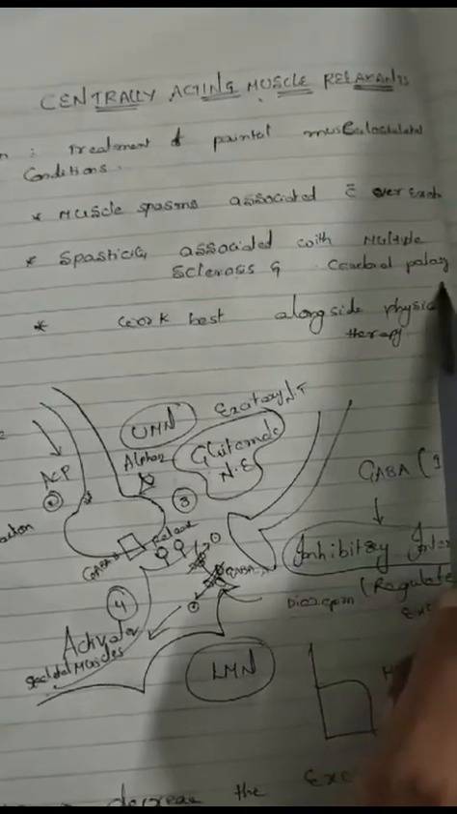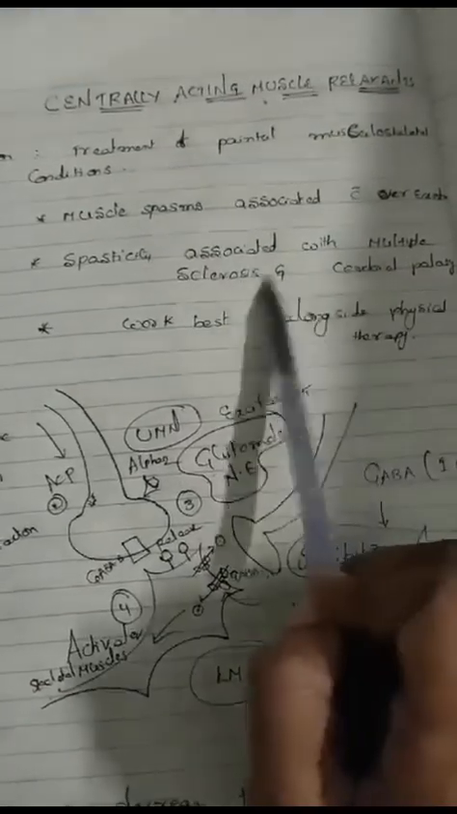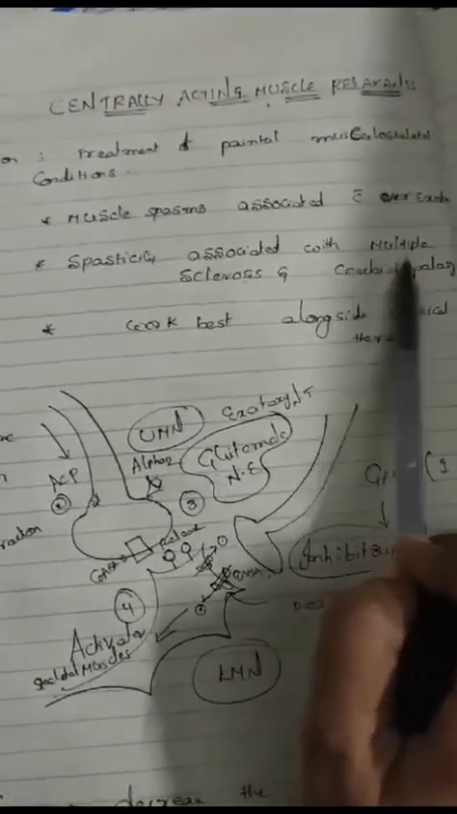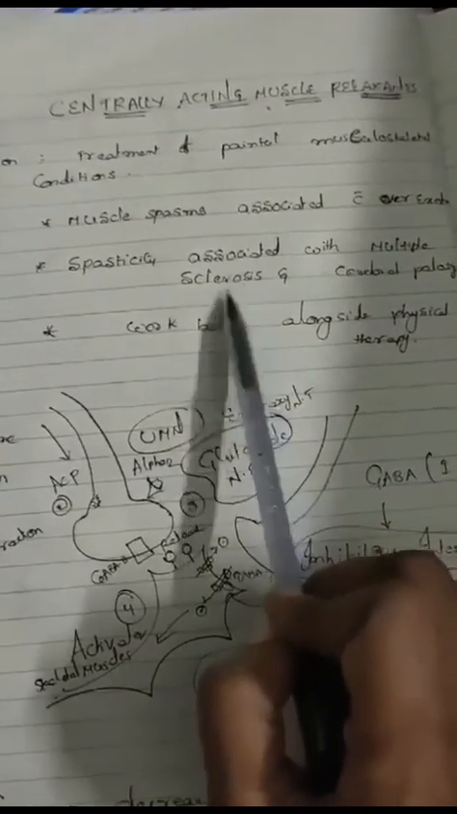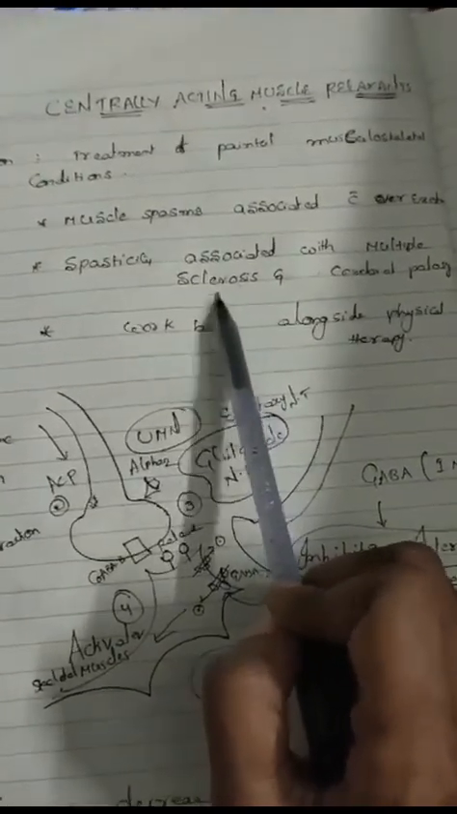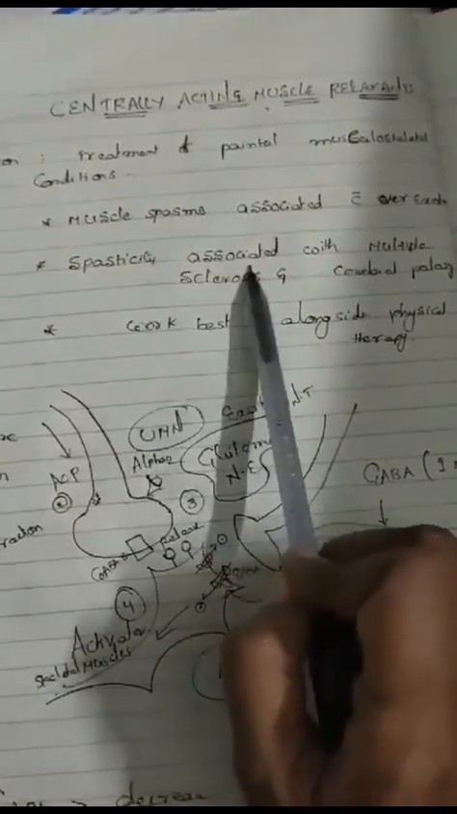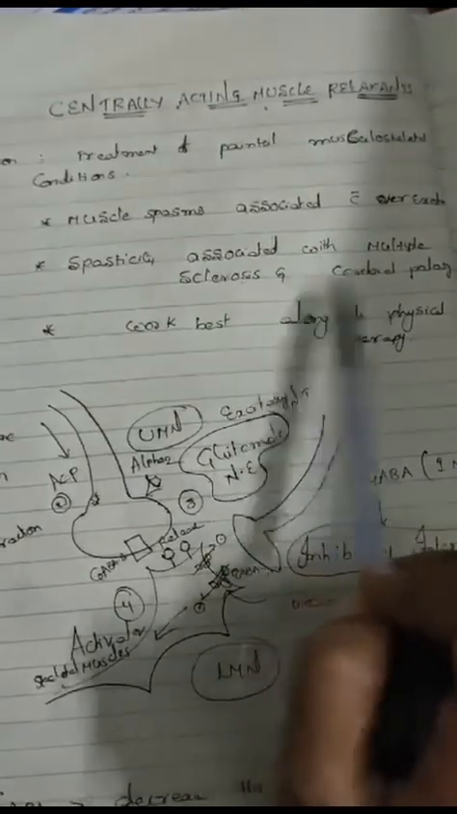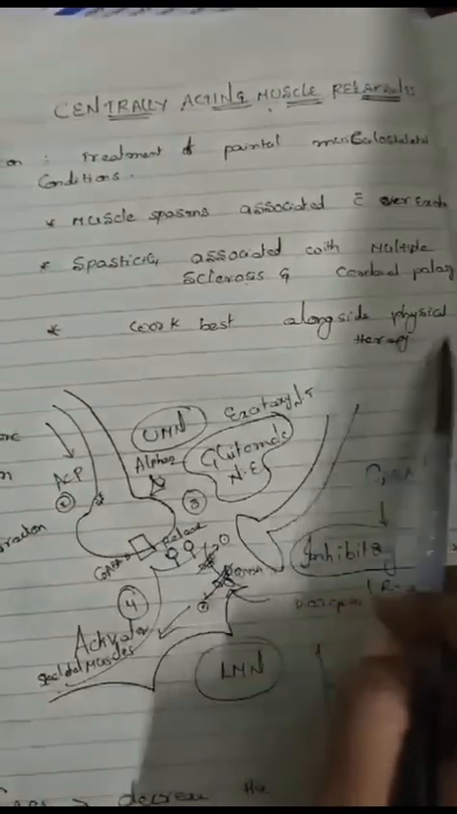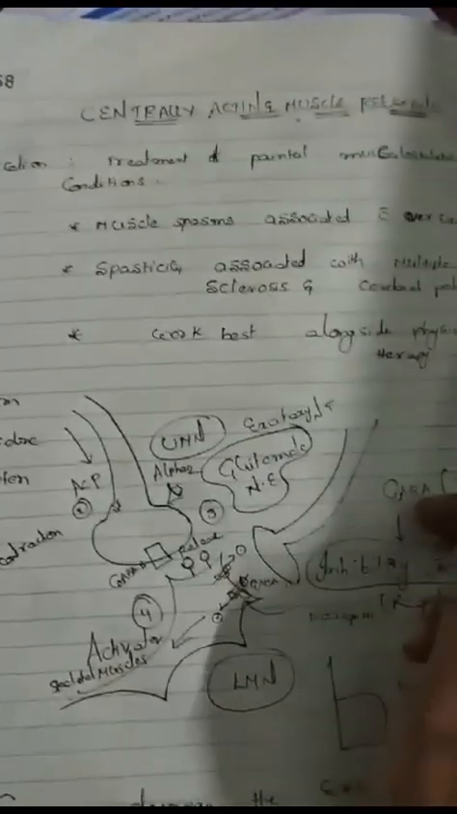and cerebral palsy. When you come to third year, you'll understand what multiple sclerosis is. It's an autoimmune disease. Spasticity associated with multiple sclerosis and cerebral palsy, and it works best alongside physical therapy. So these are the indications of the centrally acting muscle relaxants.